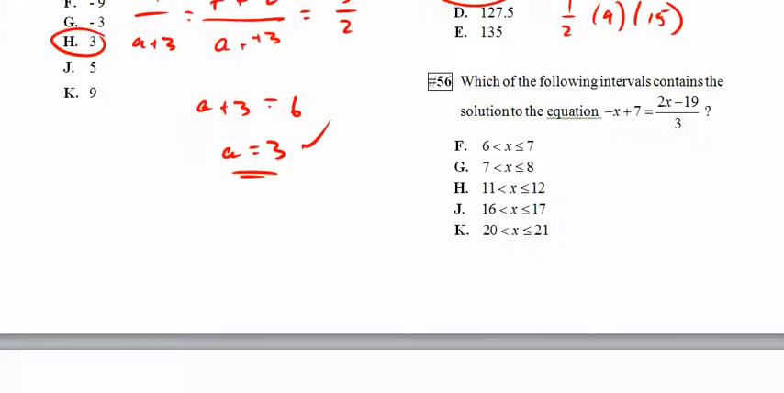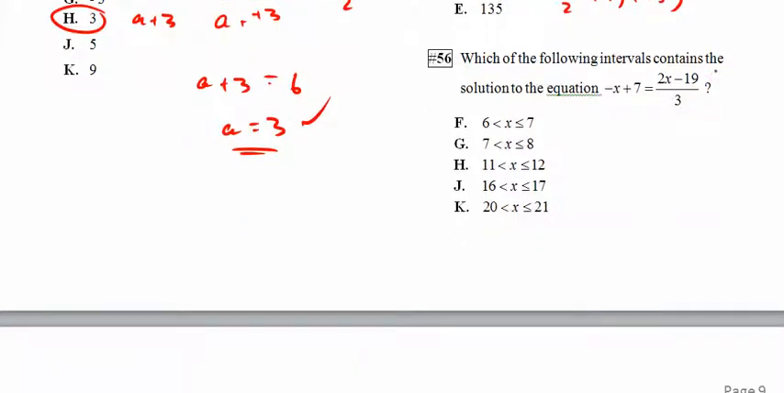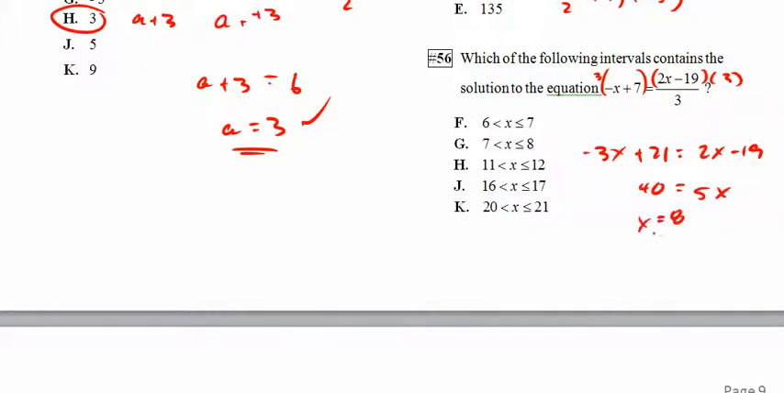Which of the following is the solution for this? I'll multiply both sides by 3. We get negative 3x plus 21 equals 2x minus 19. 5x equals 40. X equals 8.